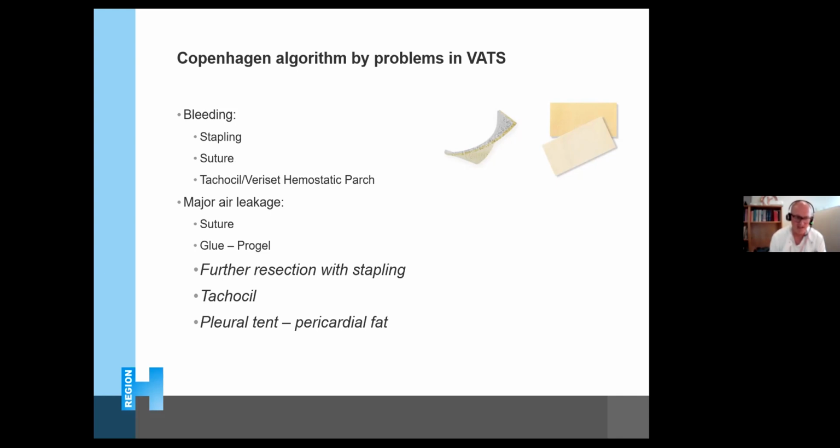For major air leaks, try to stitch it by suturing and use glue, that is ProGel. And if that's not enough, then we need to do more resection by stapling to close the area, and finally use TachoSil, maybe TachoSil and ProGel. And if nothing else helps, then the pleural cells or doing a pericardial fat flap with a vascularization to cover the area.